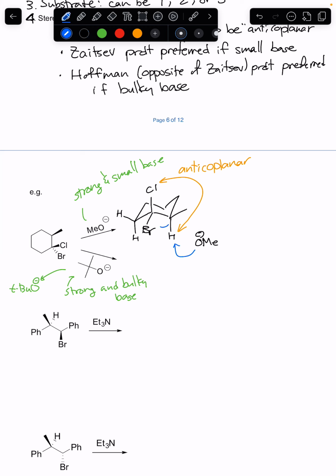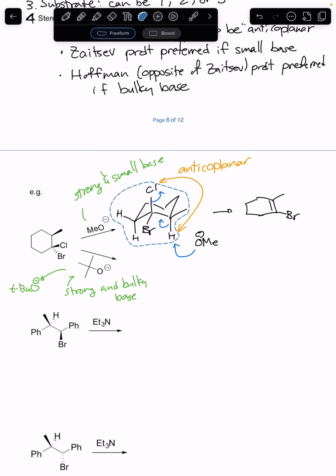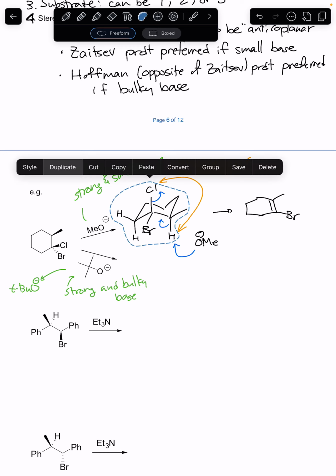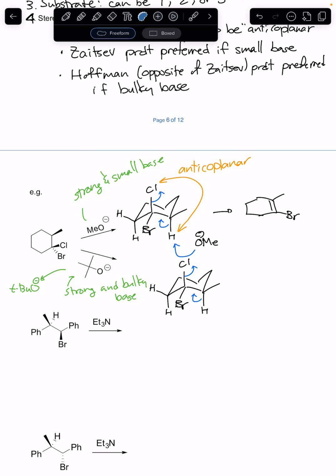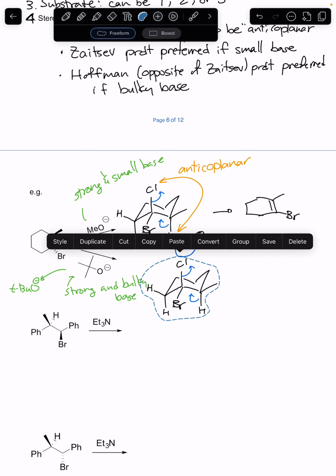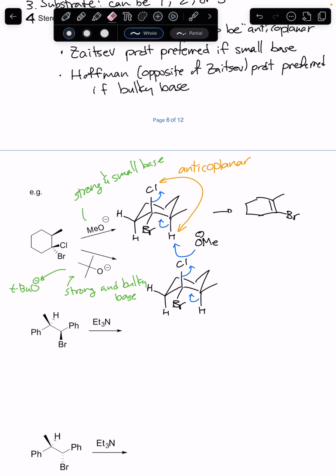this proton here, and then the chlorine leaves. Then the product is going to look like that, and that's what we would expect with methoxide. Now, as opposed to that, what happens with t-butoxide?